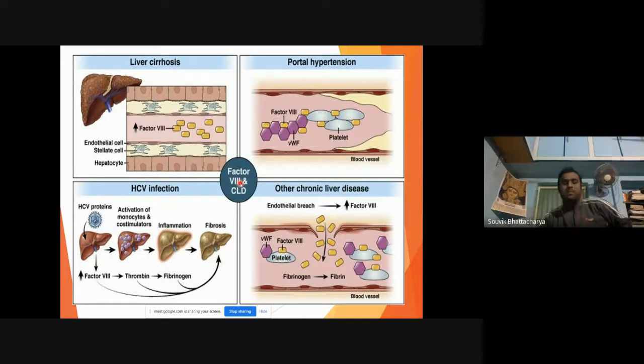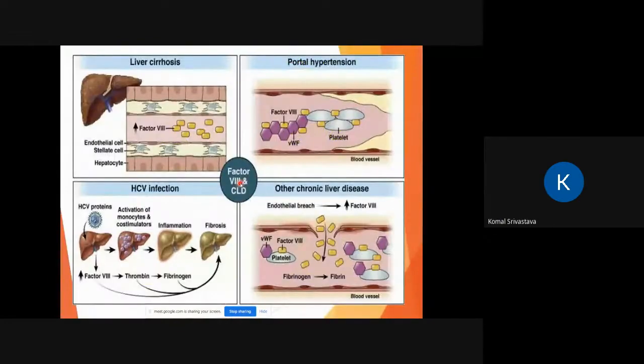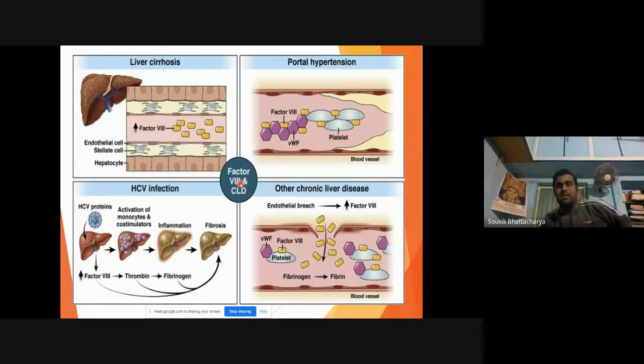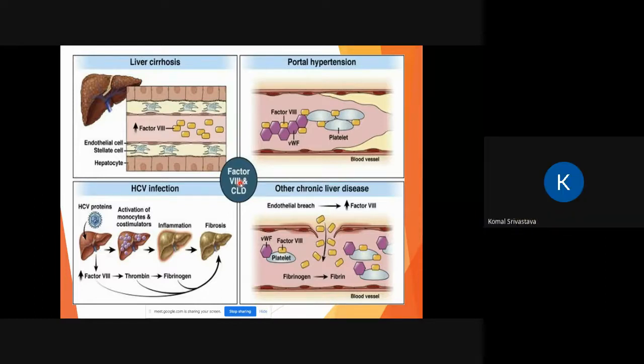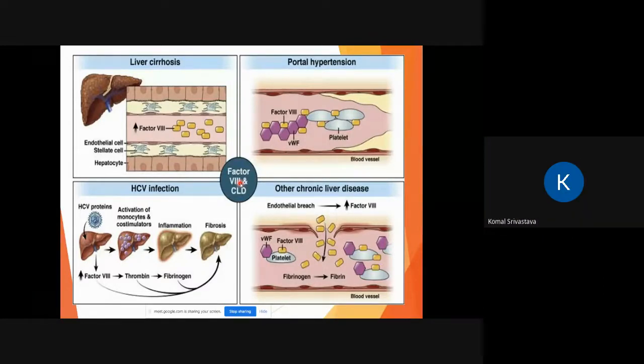Thank you, ma'am. You mean to say that factor 8 is not affected when you have a liver disease? Yeah, ma'am. Is it affected or is it not affected? It is not affected.